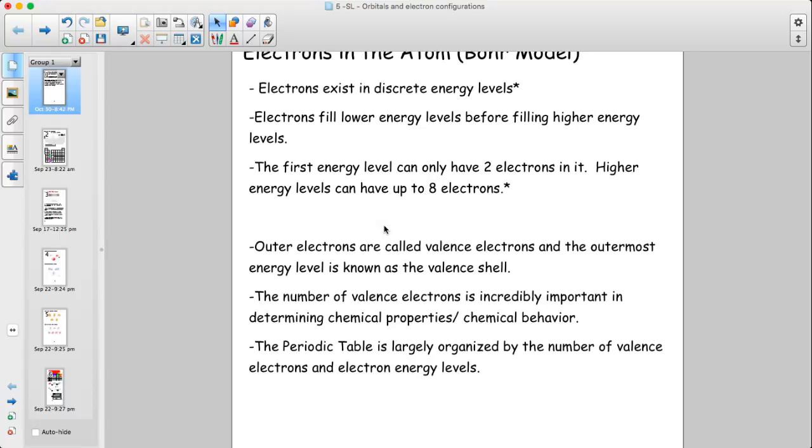The outer electrons in an atom are called the valence electrons, and the outermost energy level is known as the valence shell. The number of valence electrons is going to be really important for determining how elements bond and react chemically, whether or not they're extremely reactive or very stable. And the periodic table that we use to organize the elements is largely organized based on valence electrons and electron configurations.